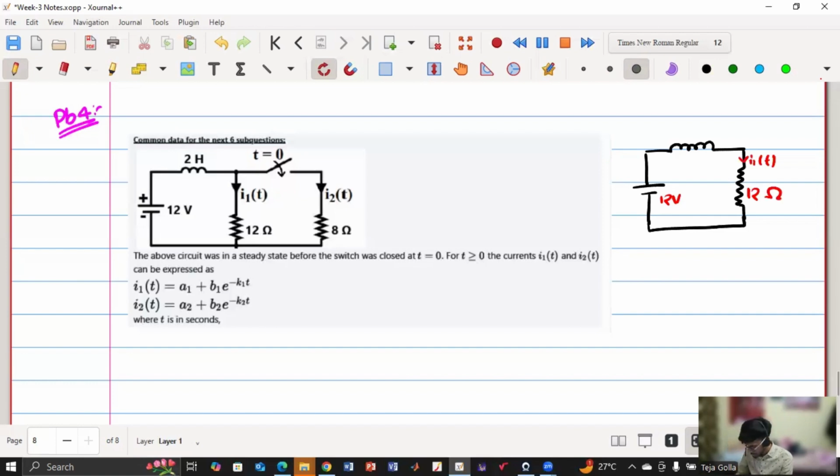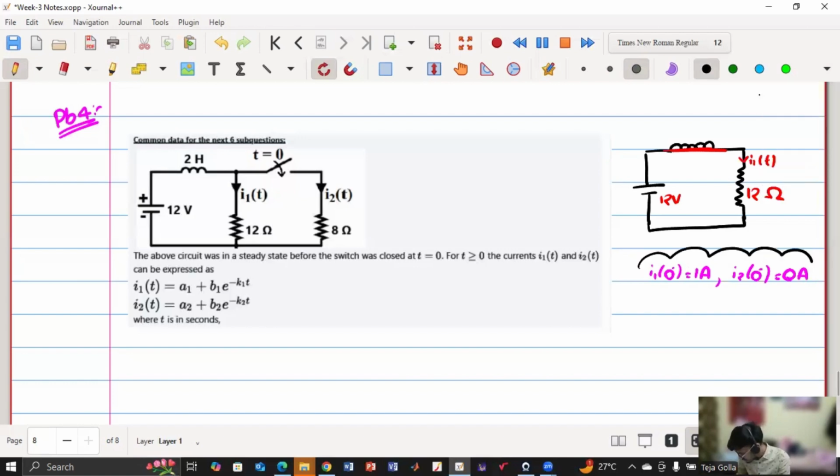I1 of 0 minus is 1 ampere, because this will be shorted. So 12 by 12, the initial condition is I1 of 0 minus equal to 1 ampere. And I2 of 0 minus? So it is 0. Yes. Very good.